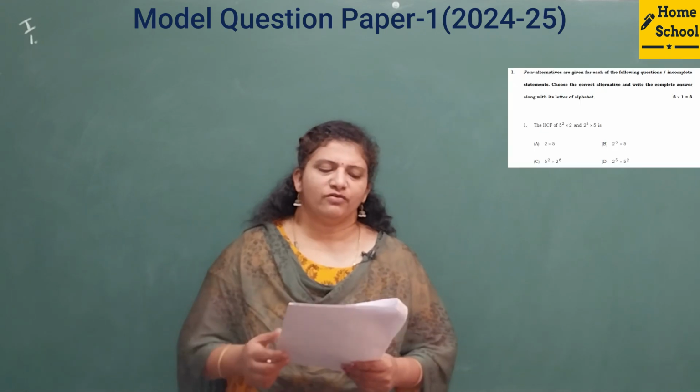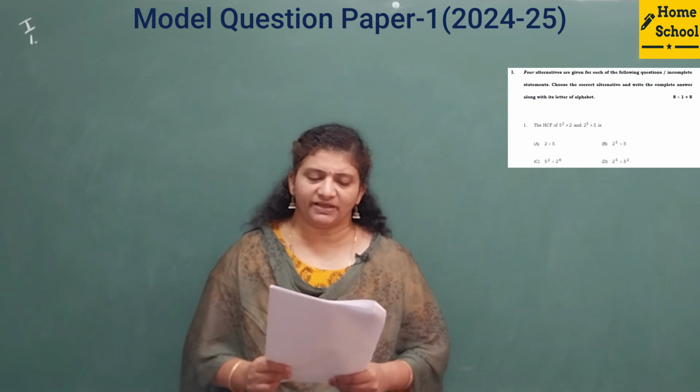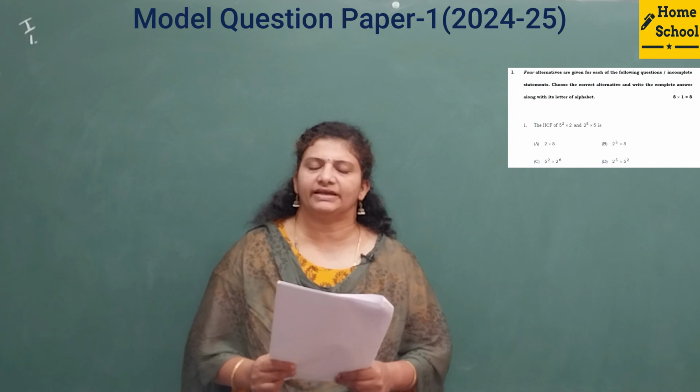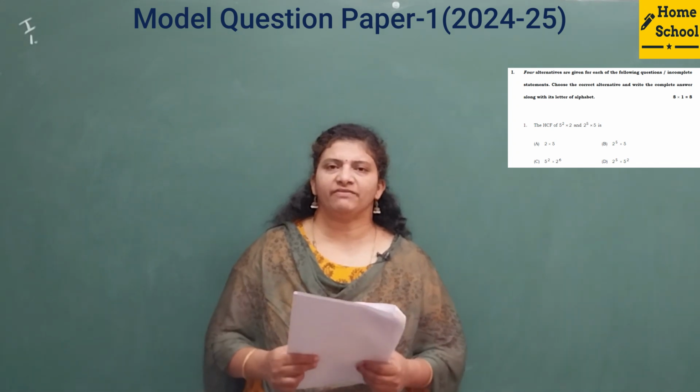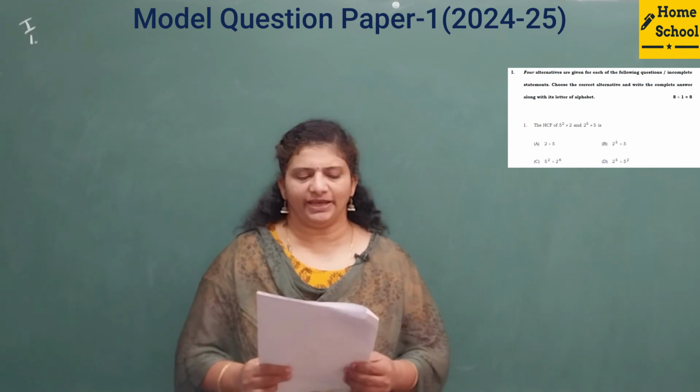First main. 4 alternatives are given for each of the following questions and incomplete statements. Choose the correct alternative and write the complete answer along with its letter of alphabet. In this main, we'll be having 8 questions. Each question carries 1 mark. 8 into 1, 8 marks.